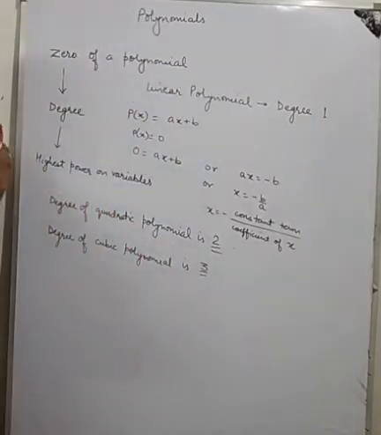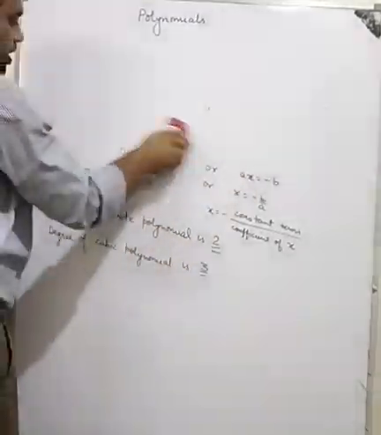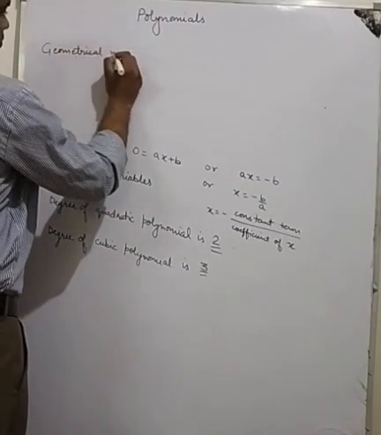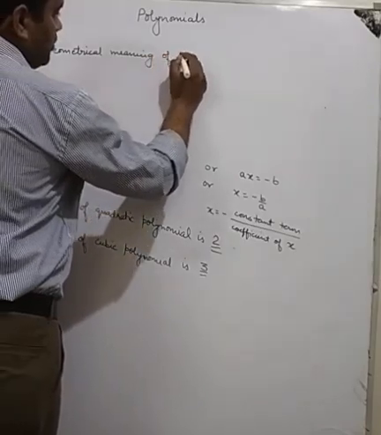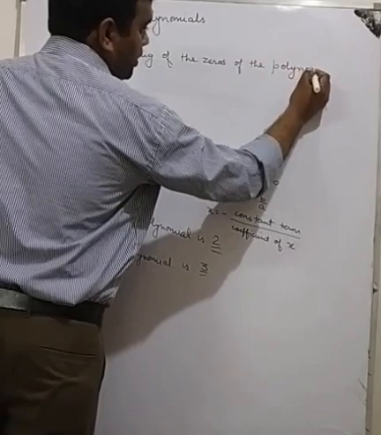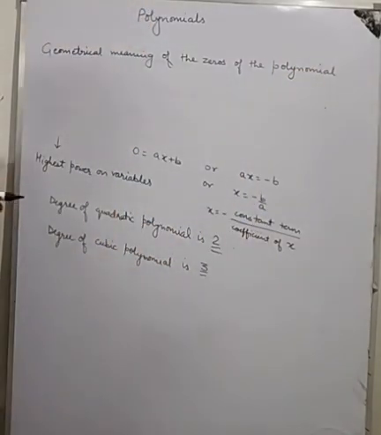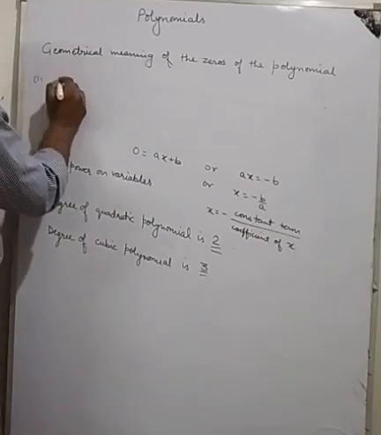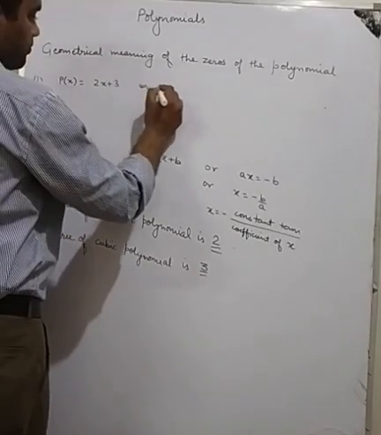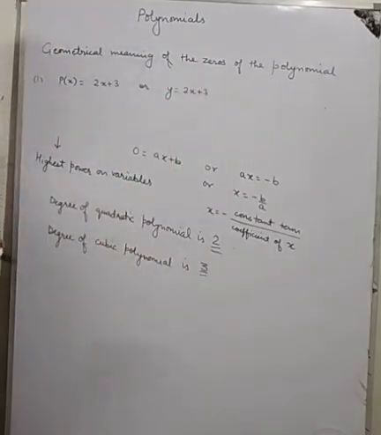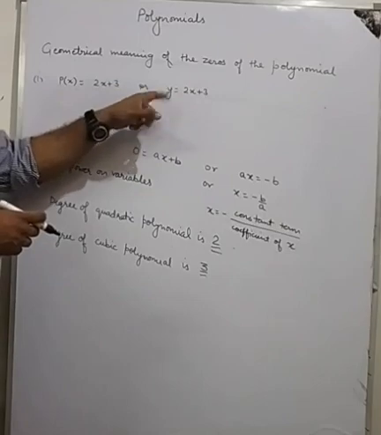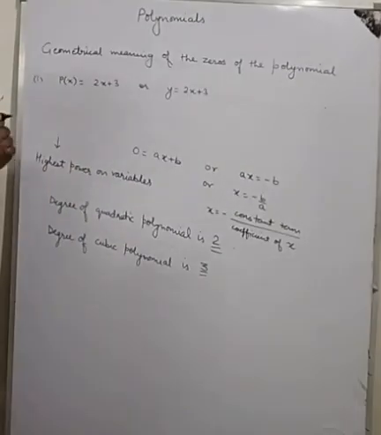So now we are going to study the topic geometrical meaning of the zeros of the polynomial. Let's take p(x) is equal to 2x plus 3, or y is equal to 2x plus 3. If we plot the different values, we will see that only at one value y is equal to 0, and only at one value x is equal to 0. So let's plot.